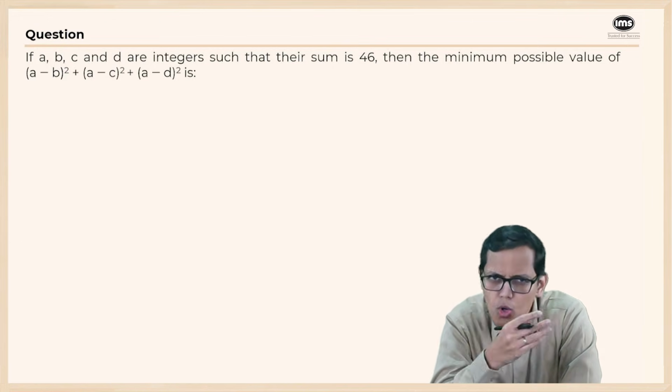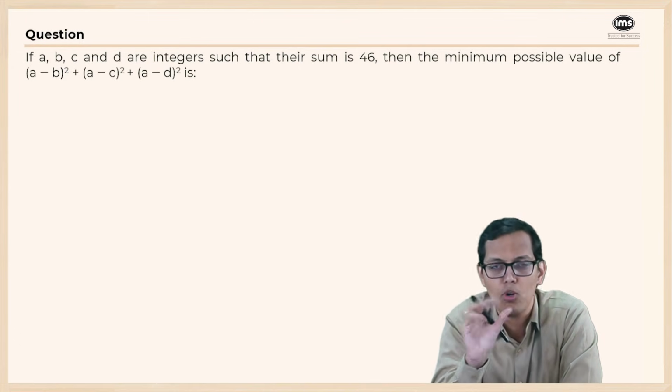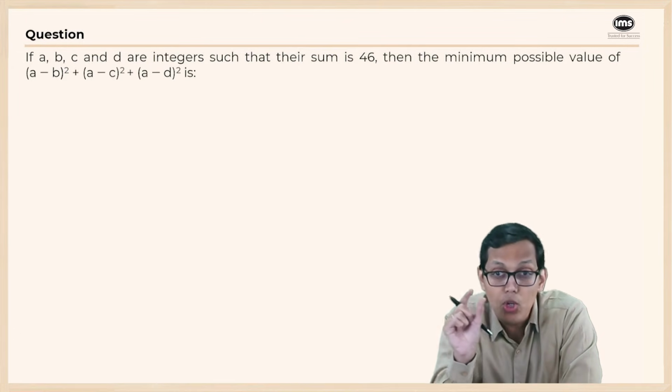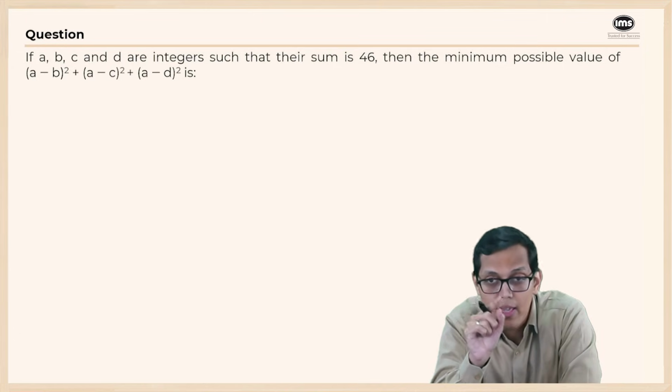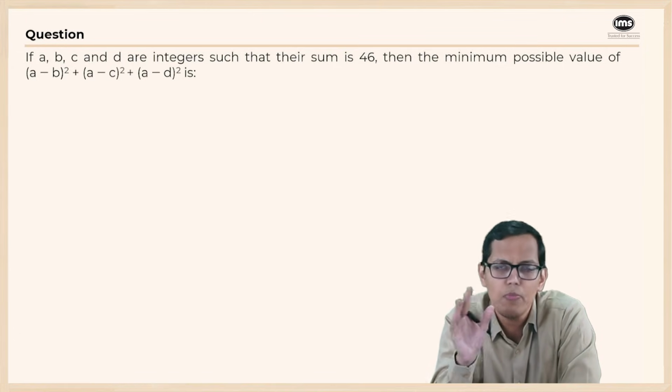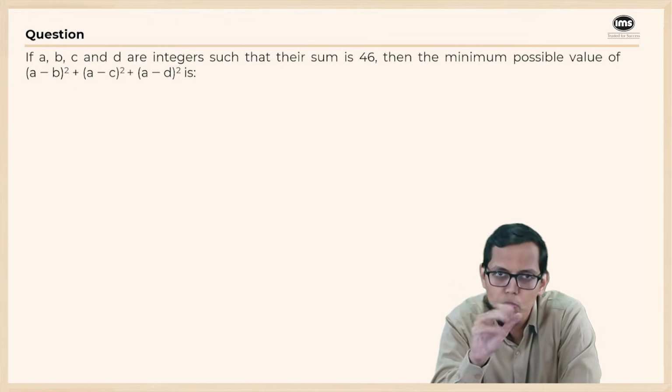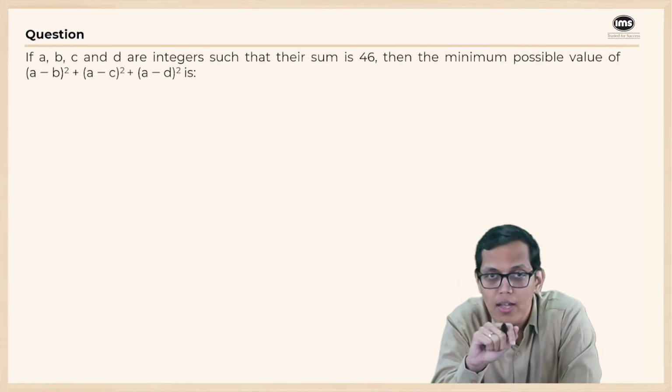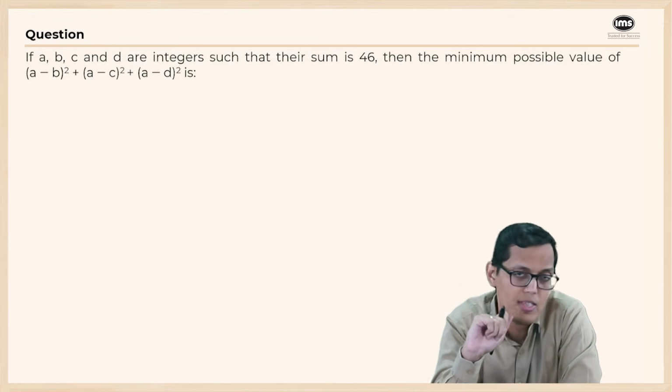And I'm trying to make all of them 0 together if possible. To make each of them 0, I have to make A minus B 0, A minus C 0, A minus D 0. That means A, B, C, D all should be equal. But we must remember that A, B, C, D are supposed to be integers as well.